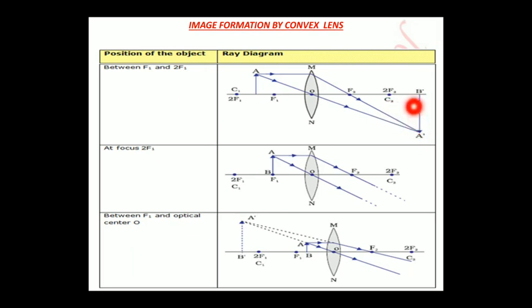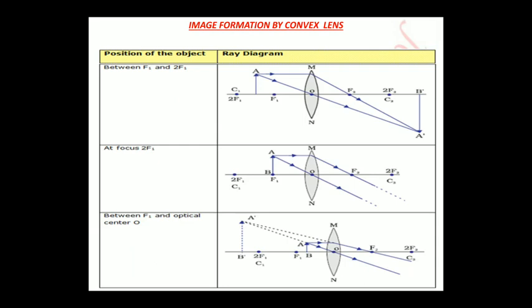The size of the image is greater than the size of the object, and the image, as you can see, is real and inverted. In this case, the characteristics of the image will be: position beyond 2f, nature of the image real and inverted, size of the image greater than the object.